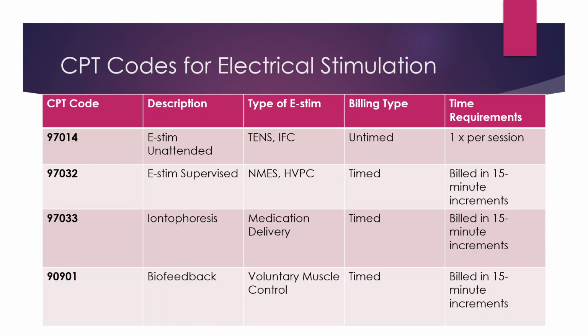And here are some of the CPT codes that we use for electrical stimulation. So you can see that some of these codes are attended and unattended. So let's maybe just take a peek at that first. So CPT code 97014, E-Stim unattended. This could be something like TENS or IFC.